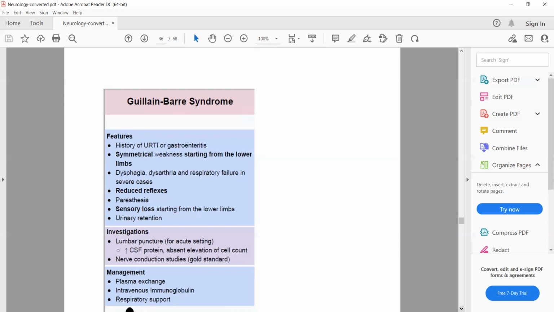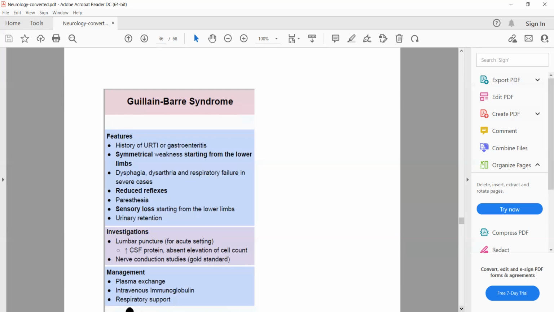The management of Guillain-Barre syndrome includes plasma exchange because the antibodies that have formed after upper respiratory tract infection or gastroenteritis are causing the problem. So we can use plasma exchange as the treatment for Guillain-Barre syndrome. Plasma exchange is a procedure in which the patient's blood is passed through a machine and the plasma which contains antibodies is filtered and excreted out from the body.